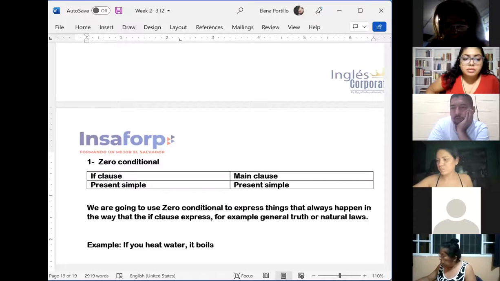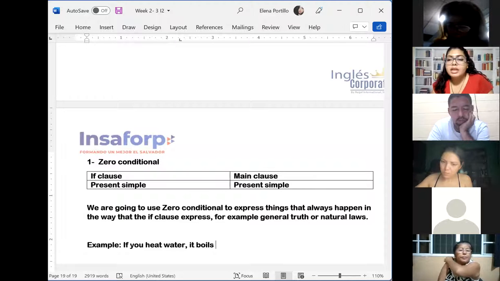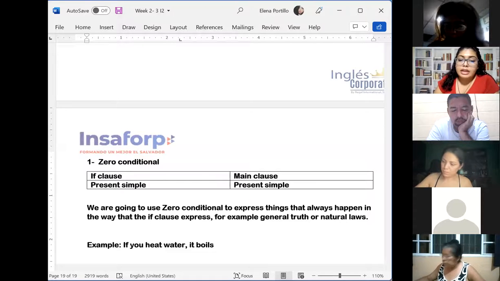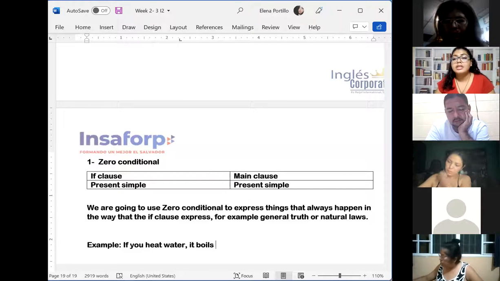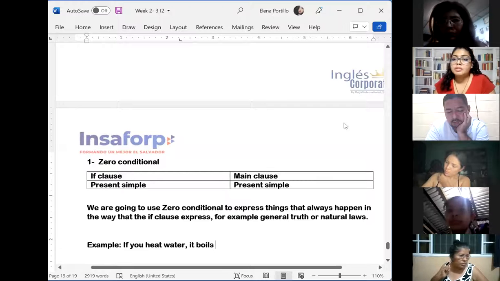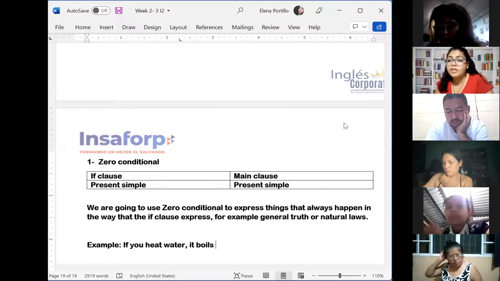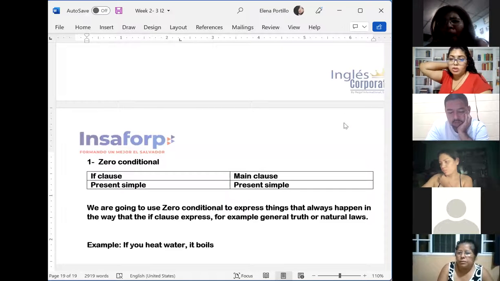So in this case, we are talking about something that is certain, something that always happens in the same way. So we have the example, if you heat water, it boils. Si tú calientas agua, ¿qué va a pasar? Va a hervir. So in this case, the if clause is telling me something that always happens. We are not going to say, if you heat water, it will be cold. It is not possible because we are heating. We are using fire.